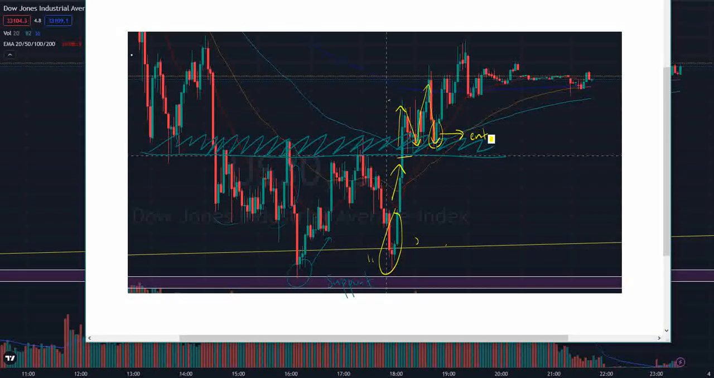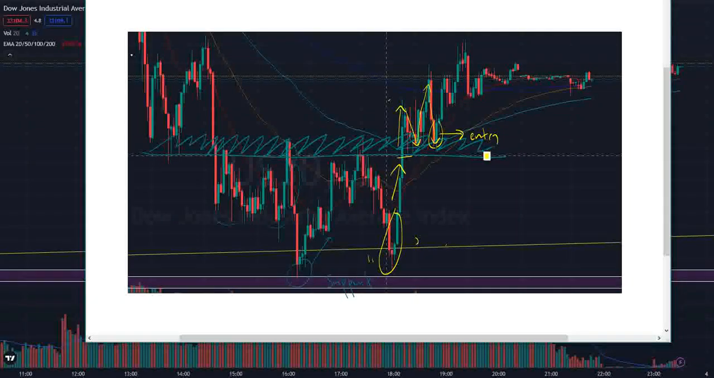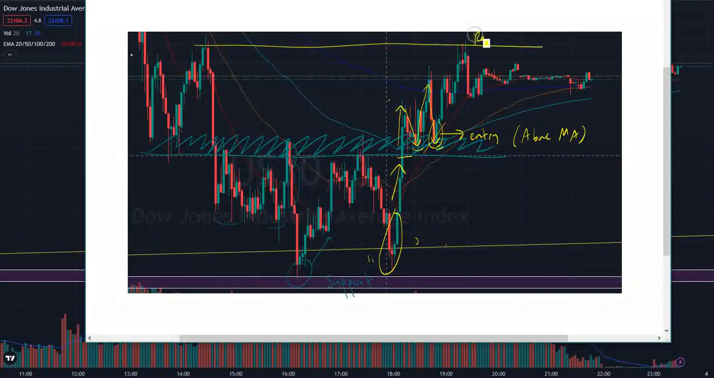So this would be your entry, and pretty much we are above the EMA, above the moving average as well. We get a nice candle close. We've got a double bottom here, 1 and 2, and then your target point will be this resistance on the top. So this resistance here will be your target profit, and as you can see we indeed got it. So pretty much this would be a nice trade here.